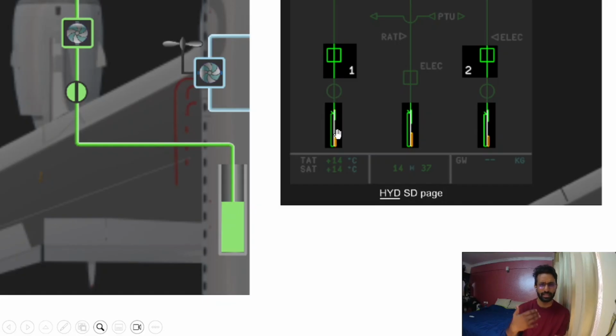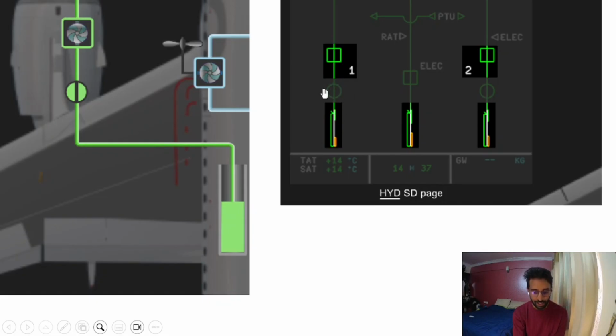So if you lose hydraulic fluid or you have a leak, what happens? This arrow will keep coming down, coming down, coming down. The moment it reaches the yellow bar, then it triggers a warning. So in ideal cases, this green arrow that you see on the right should be in the green box on the right side. As long as it is within the green box, it is within normal levels.